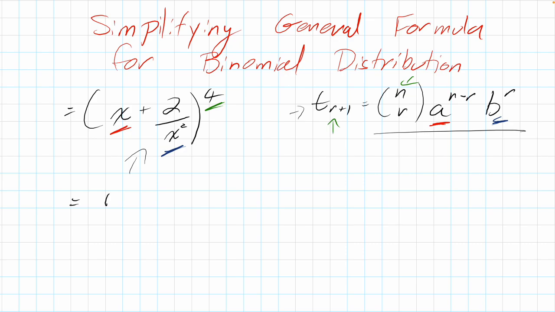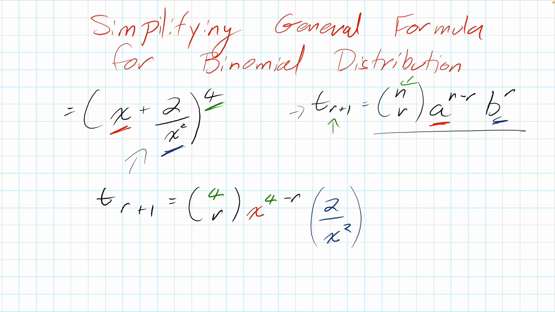So we're going to say, whoops, that's the wrong side of that. T r plus 1 is equal to, we have an n value, so we'll plug it in. We want 4 choose r. Our a value happens to be an x. Okay. And then it is n, so that's 4 again, minus r. And then our b value is that lovely fraction we talked about earlier. We have 2 over x squared. Okay, I'll put it in brackets just so it separates itself a little. And then r value again, well, we don't know what r is. So this is the general formula.